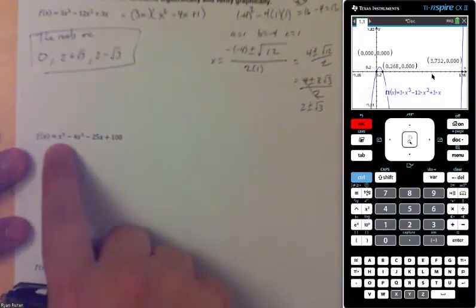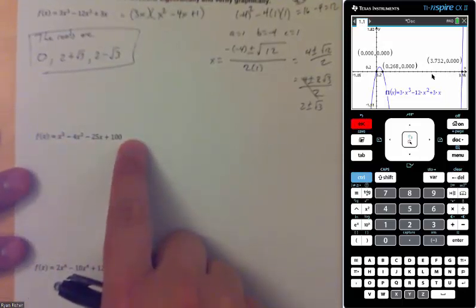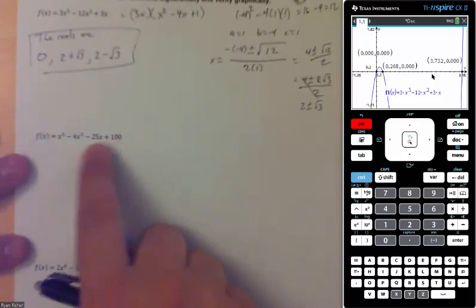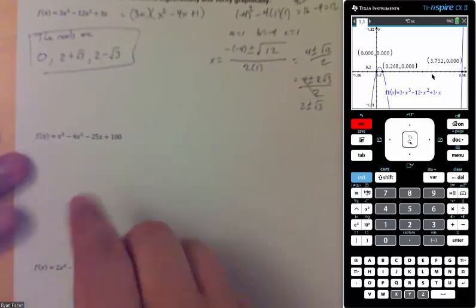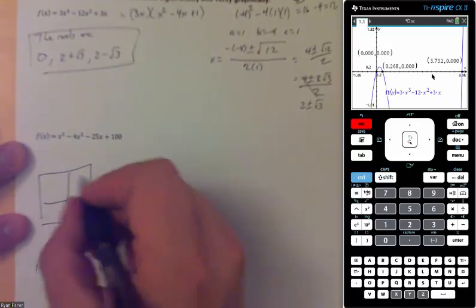Let's try it again. How can I factor this four-term polynomial? Well, you could factor by grouping. You could use a box, whatever you want. There are four terms. Maybe I'll use a box because I can, and I have the space.